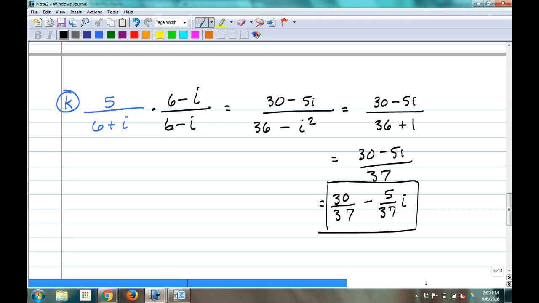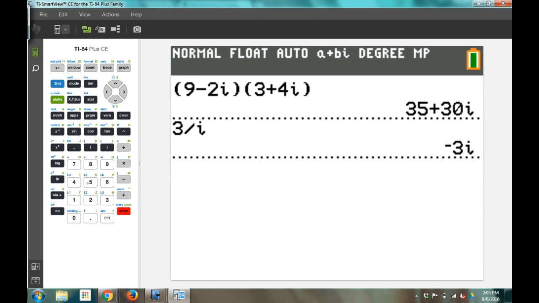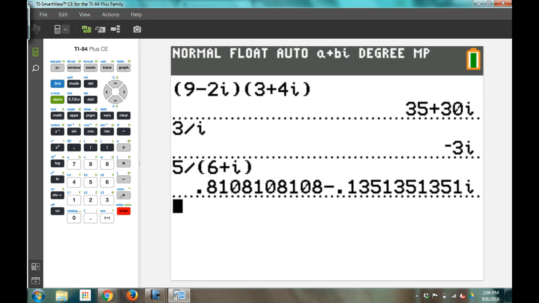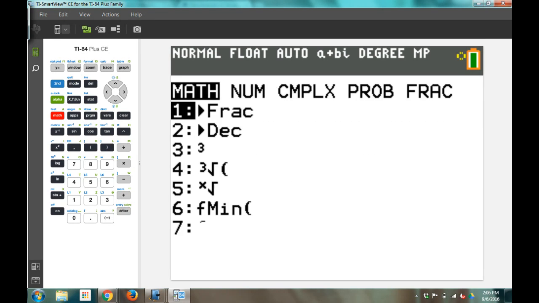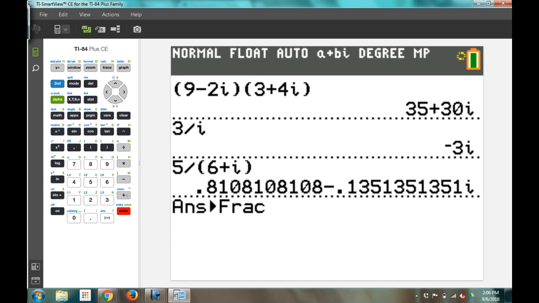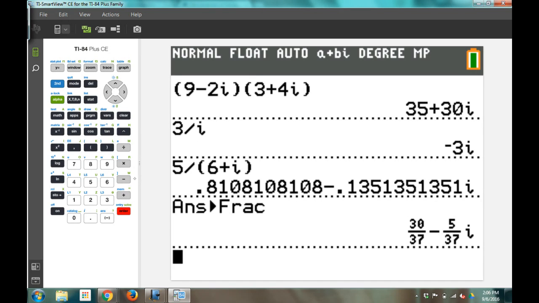Okay. Your calculator will do that for you. You just got to be able to type it in the right way. I got 6 plus i. Yeah. 6 goes into 30 5 times, and it goes into 36 6. I got that. Did you put it in like that?